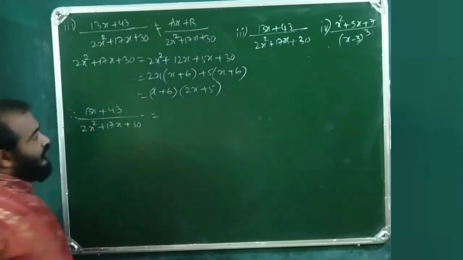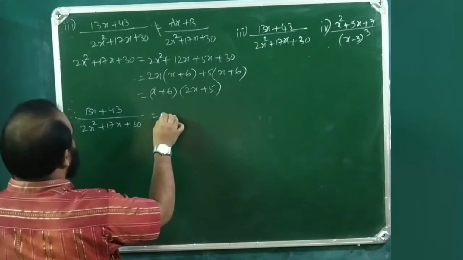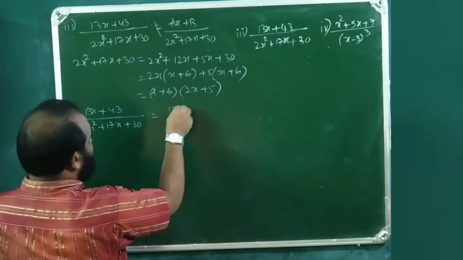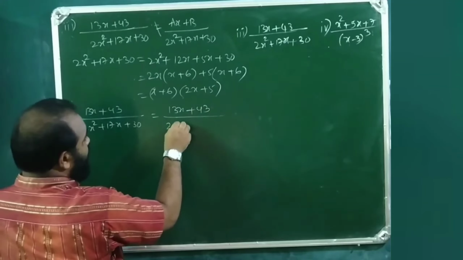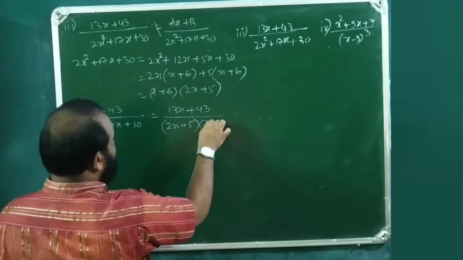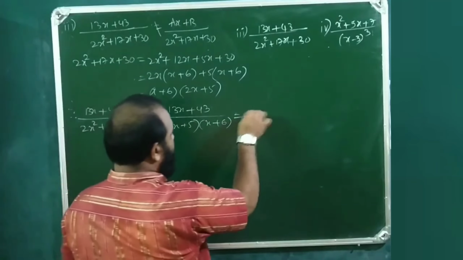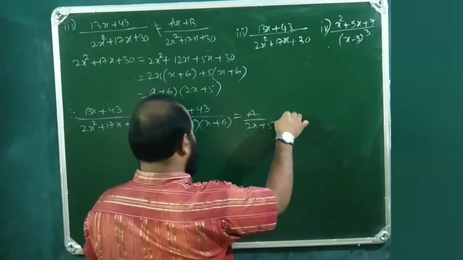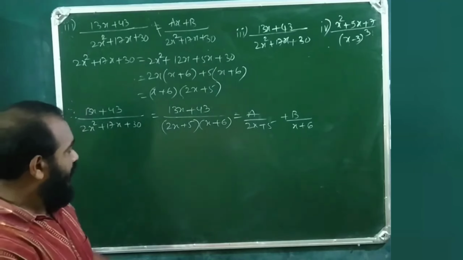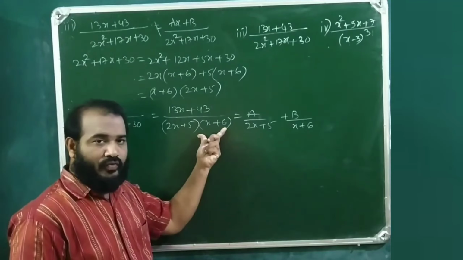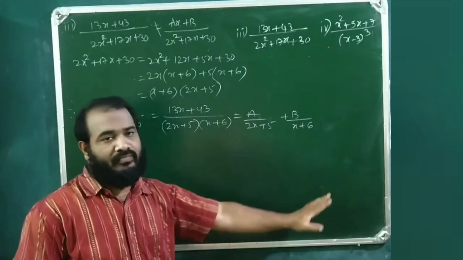which is a wrong one, as I said before. So here this is 13x plus 43 by 2x plus 5 into x plus 6. So the partial fraction for this is a by 2x plus 5 plus b by x plus 6. And it is not wrong if you take first this as x plus 6 and this as 2x plus 5, then a by x plus 6 plus b by 2x plus 5. The answer would be the same.